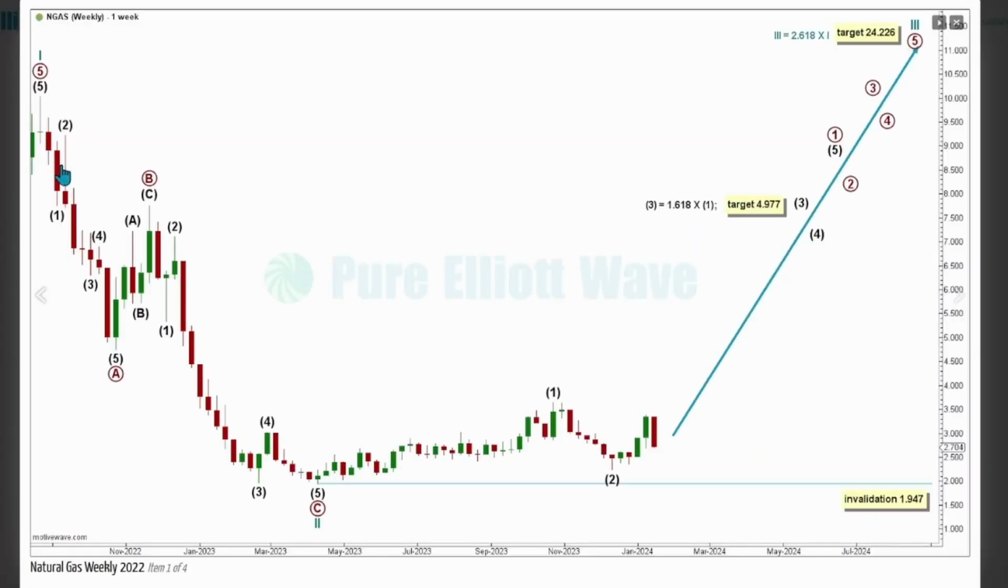On the weekly chart, we can see this downwards movement labeled cycle wave 2 with this slow increase in price labeled the beginning of cycle wave 3, currently within primary wave 1. Within primary wave 1, intermediate waves 1 and 2 are labeled complete here and here, with intermediate wave 3 now pulling price higher. Intermediate wave 3 has a target calculated at 4.977, the 1.618 Fibonacci ratio of intermediate wave 1.